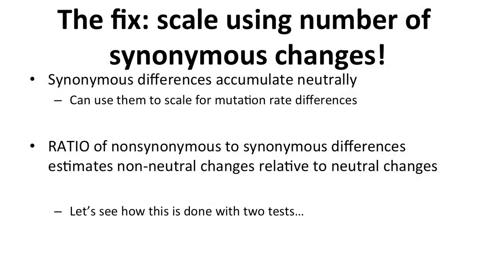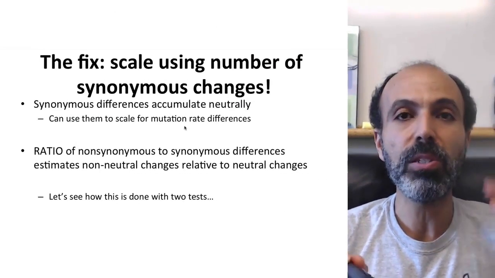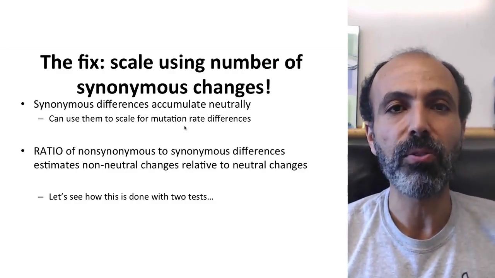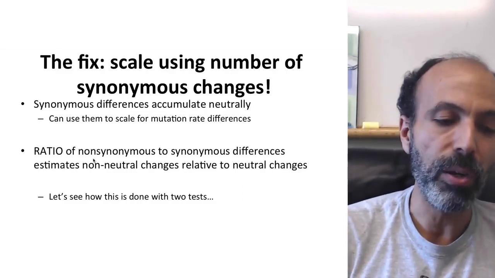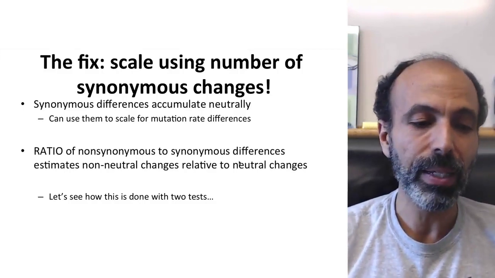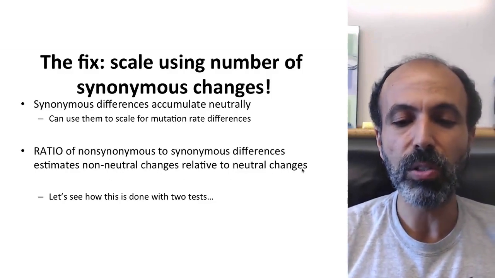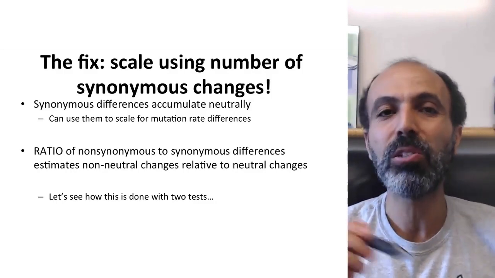So we use these synonymous differences to scale the number of non-synonymous differences. Basically, synonymous differences should accumulate neutrally, and we can use them to scale for potential mutation rate differences between different parts of the genome. So what we can do is a ratio of non-synonymous differences to synonymous differences. And that is essentially estimating the non-neutral changes relative to neutral changes. From that, we can potentially interpret, though not completely cleanly, the action of natural selection. So in the subsequent videos, we'll be doing this using two tests. One called dN over dS, the other called the McDonald-Kreitman test.